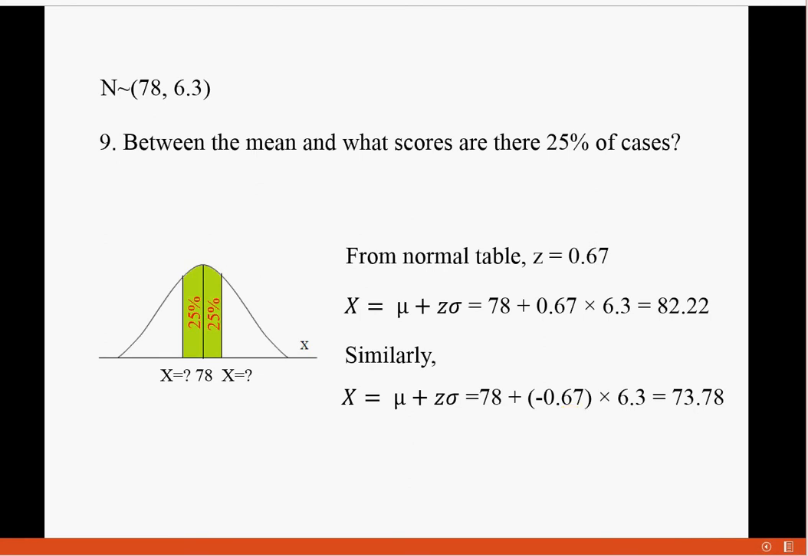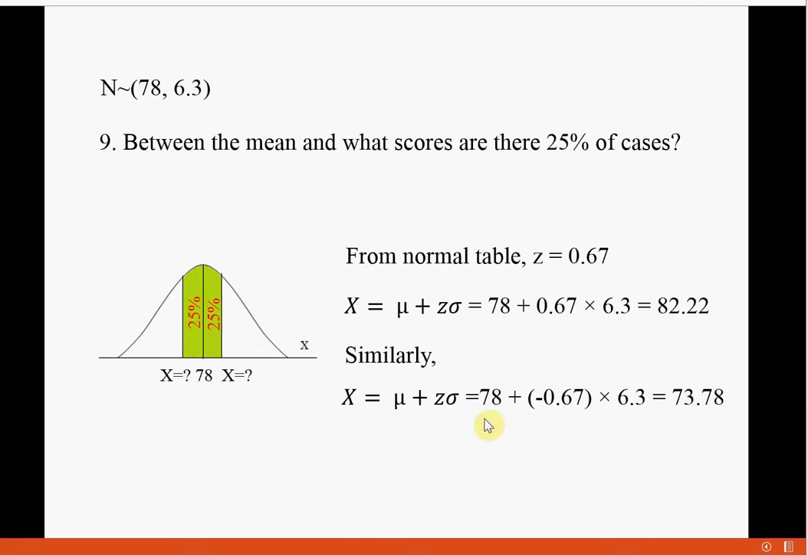So for this question, we look up the normal table and find z-score 0.67. But for the side of the distribution that is above the mean, we bring positive 0.67 into the calculation. Now for the side where it is below the mean, we bring negative 0.67 into the calculation. And this is very important.